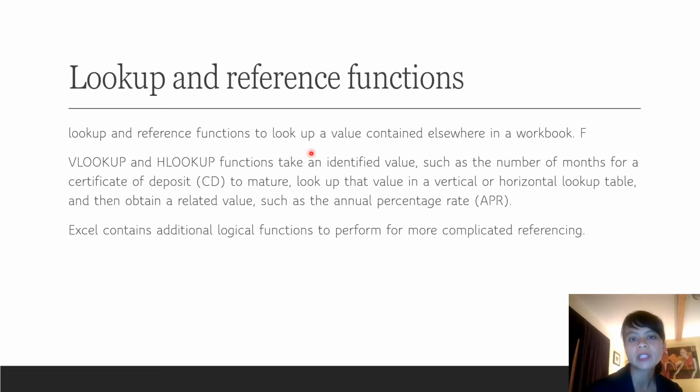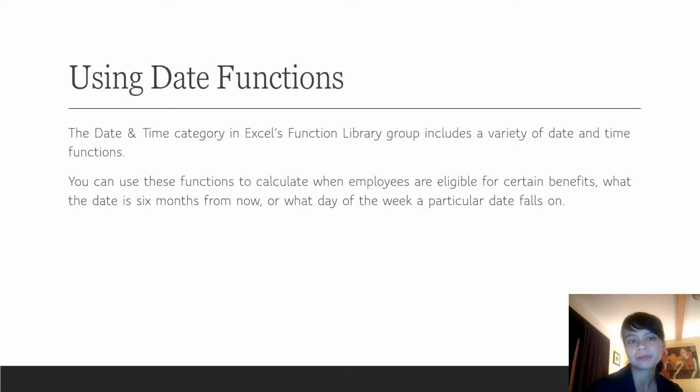Lookup and reference functions look up a value contained somewhere else in a workbook. The VLOOKUP and HLOOKUP functions, which we have also looked at before in Chapter 2, take an identified value, like the number of months for a certificate of deposit to mature. It looks up that value in a vertical or horizontal lookup table and then obtains the related value, like the annual percentage rate, the APR. Excel contains additional lookup functions to perform more complicated referencing.